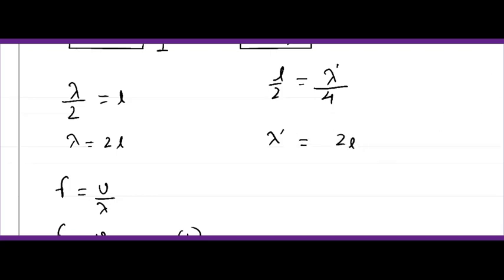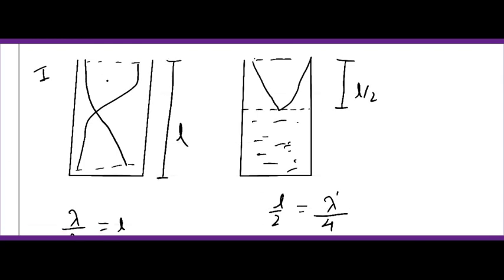so lambda dash will be equal to 2L. Now again by the formula of frequency, f dash is equal to V by lambda dash, and finally frequency f dash will come out here as V by 2L, and this is equal to the frequency of the case when it was in air. Here it is in water and here it is in air.